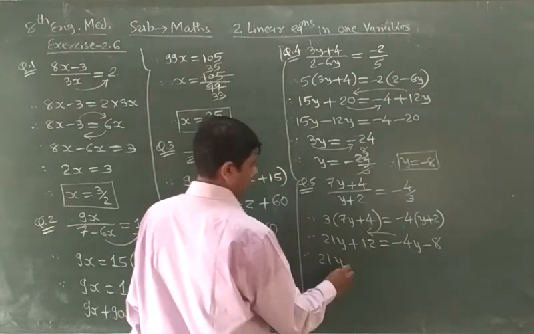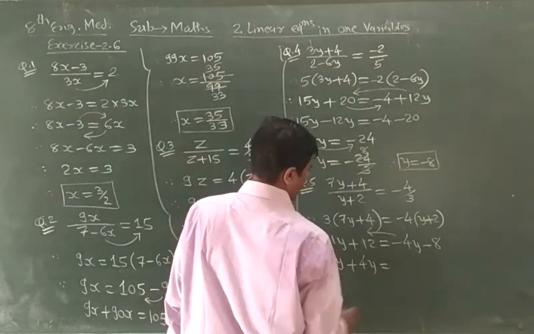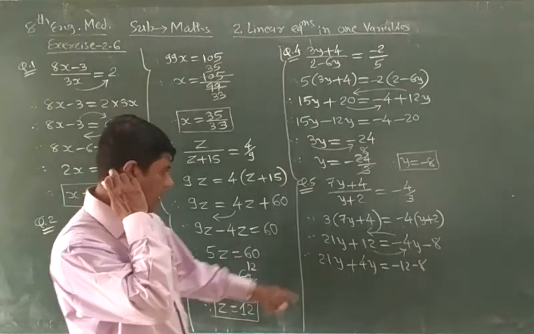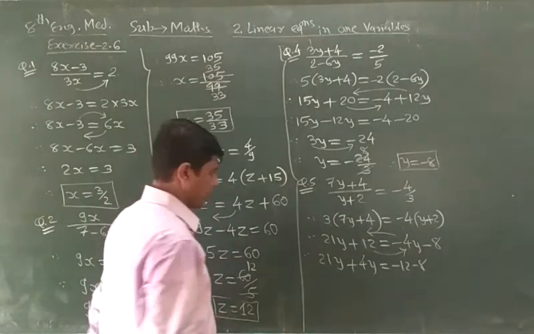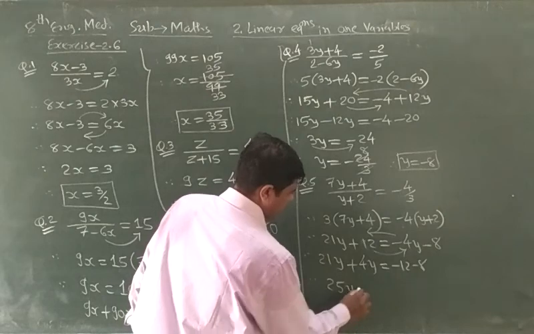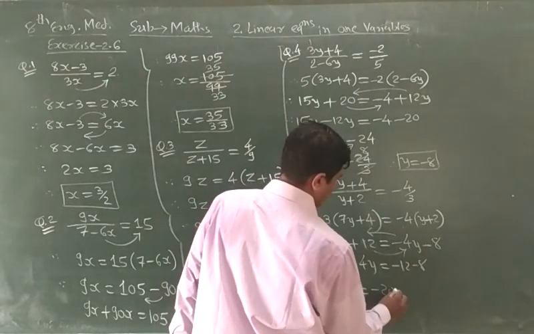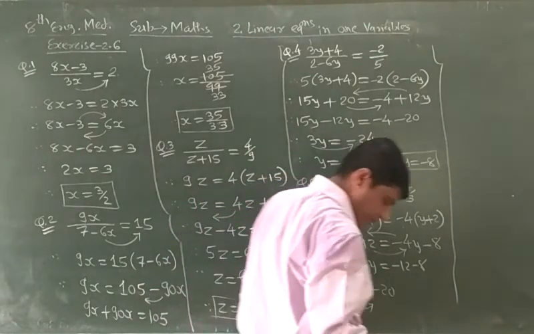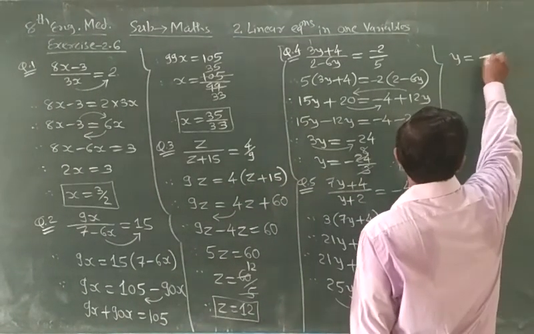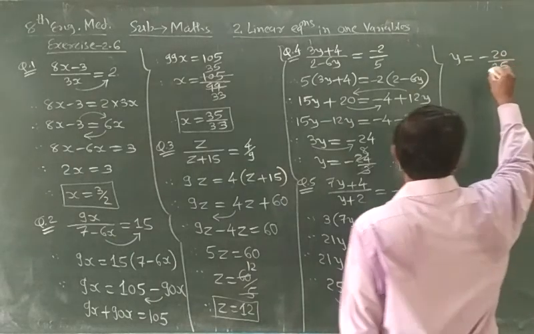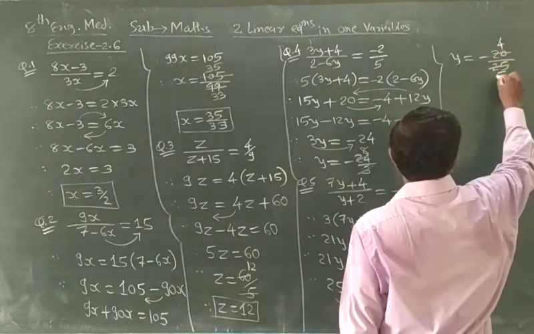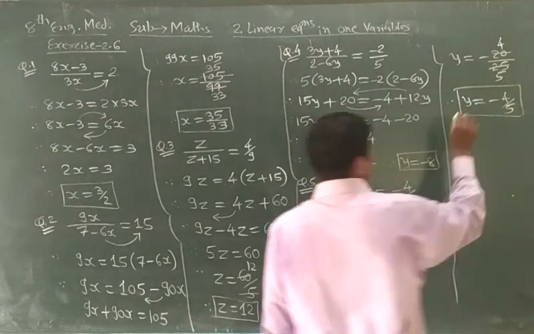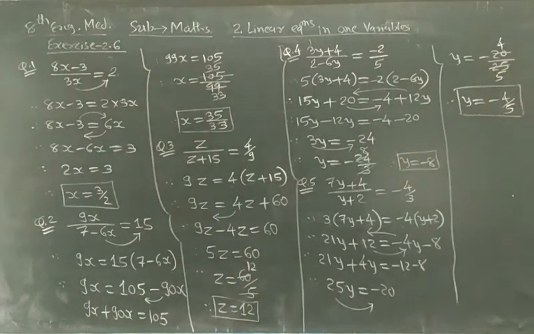21y, minus going this side plus 4y. Okay, plus going this side minus 12y minus 8. Y terms 21 plus 4, so 25y. Minus minus plus, minus 20. Now here plus going this side, so minus. So y is equal to minus 20 by 25. 4 5s are 20, 5 5s are 25. So y is equal to minus 4 by 5. Okay. This is the exercise 2.6.